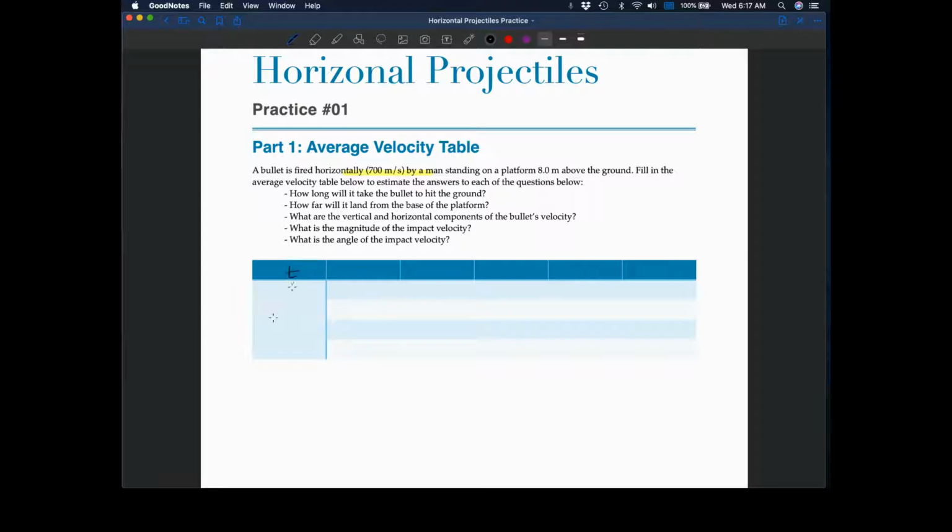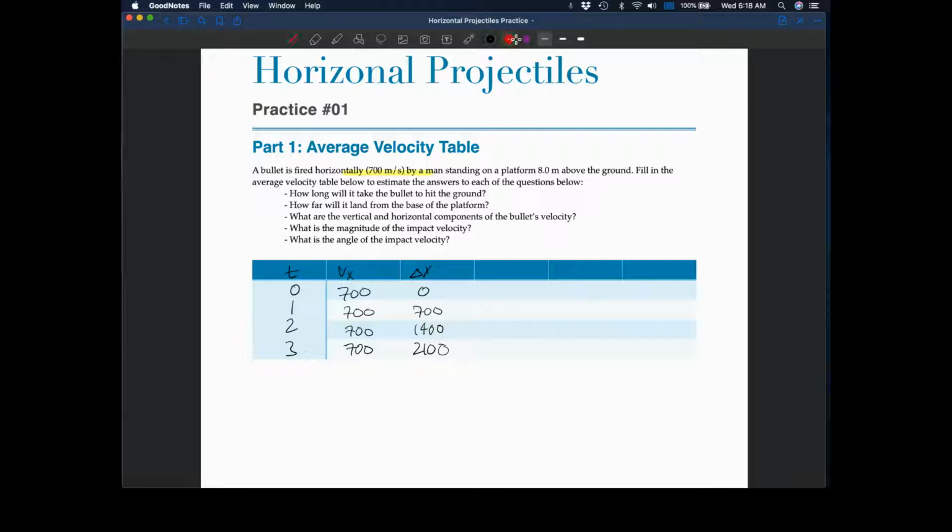So we've got our time, 0, 1, 2, 3. And we have our velocity in the x, which we are told is 700 meters per second. And it remains constant, the horizontal being constant throughout because there's no horizontal forces acting on it. Then we get a delta x, which is the average velocity times the time. So 0, 700, 1400, and 2100.